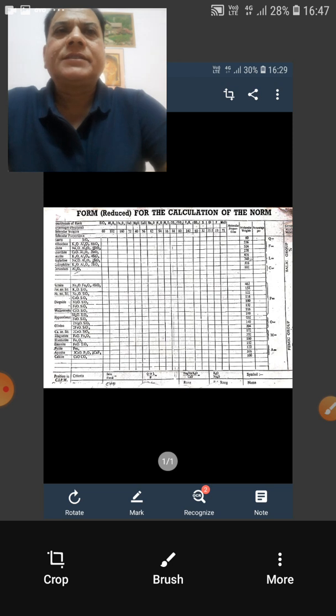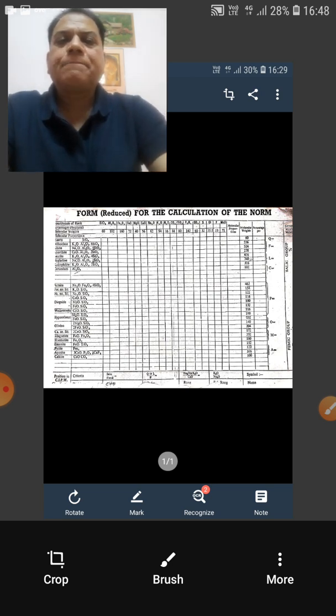Now this norm means these four petrologists designed a set of rules on the basis of which the normative minerals are calculated from the chemical composition of the rock. So in the practical you will be given a norm sheet on which the weight percent oxide data of a rock will be given, and from that data you have to calculate the normative minerals.